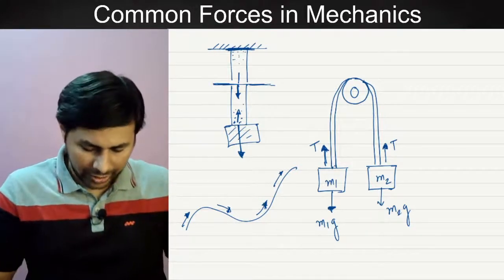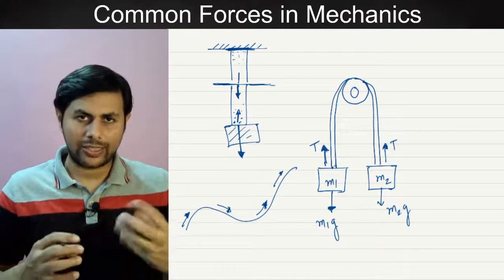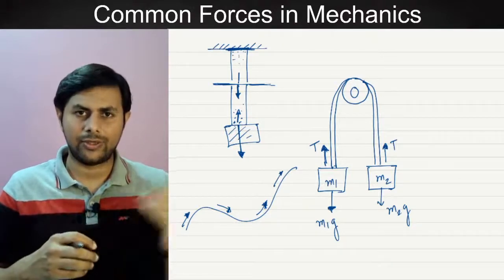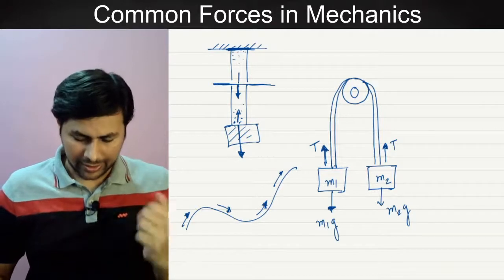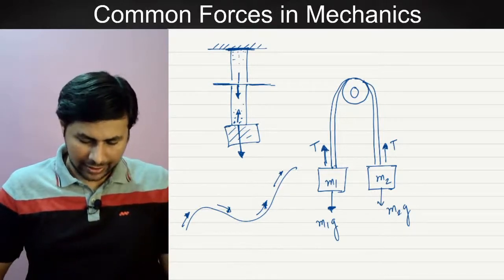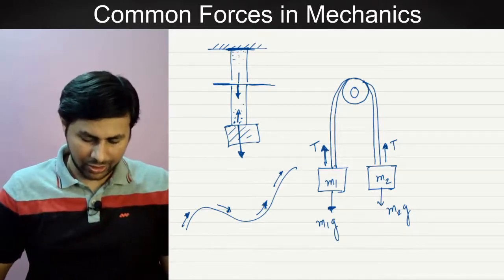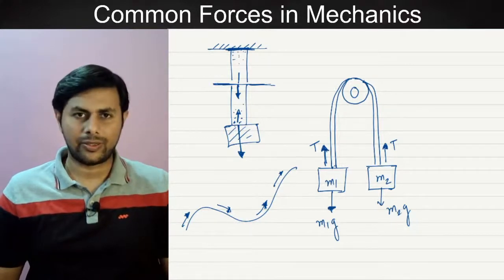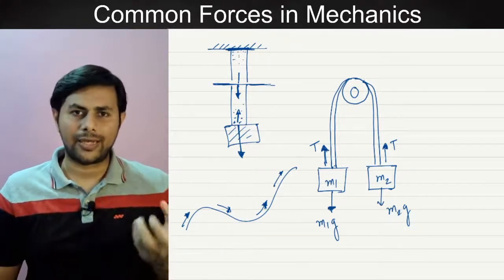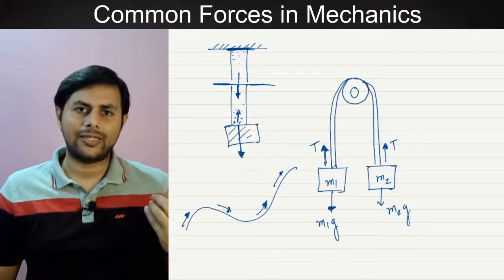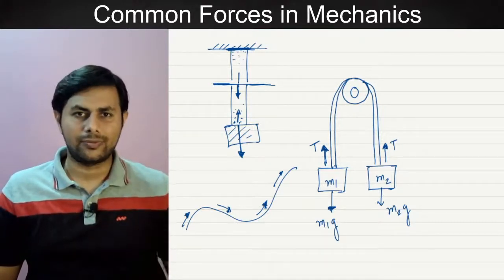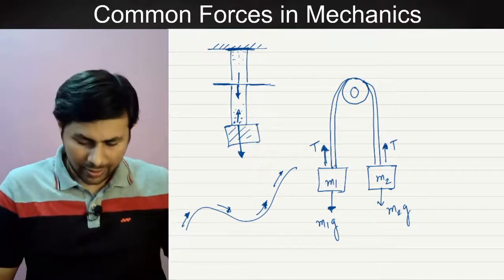Tension always acts in the direction of the rope, or string, or let's say a wire. So at each and every point, the direction of tension will be different. But how to find out the direction of tension? Tension always acts in the opposite direction of the pull.